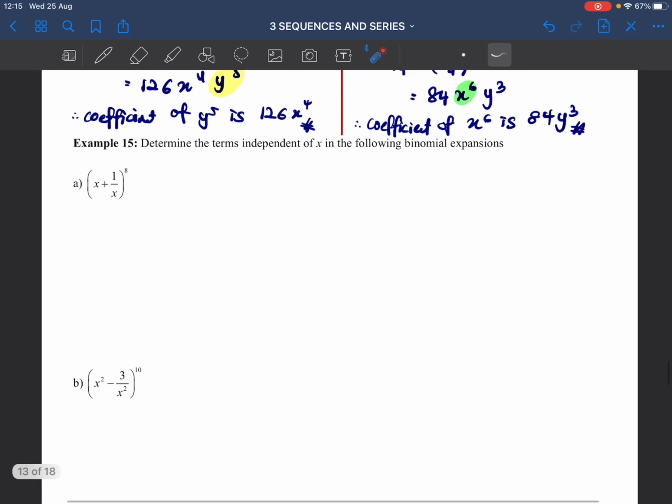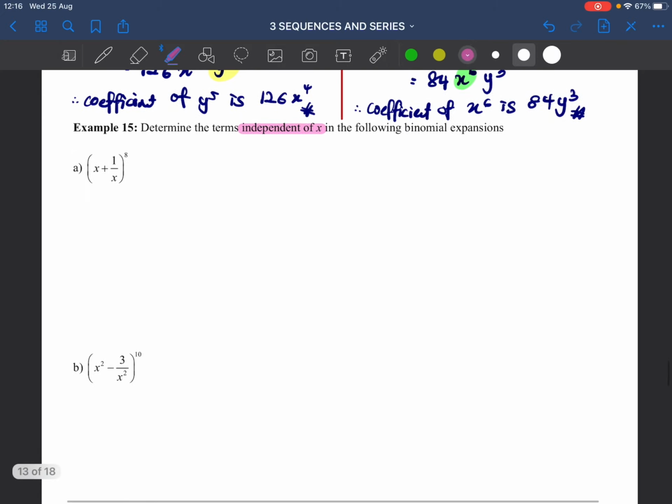We look at the next example. Let's say example 15. Determine the terms independent of x. Okay, the question asks for the terms independent of x. So as I said before, independent of x means x to the power of 0. So we are going to find the coefficient of x power 0. You know that x power 0 will be 1, right? The coefficient obviously will just be a number, a constant. But the steps are all the same.